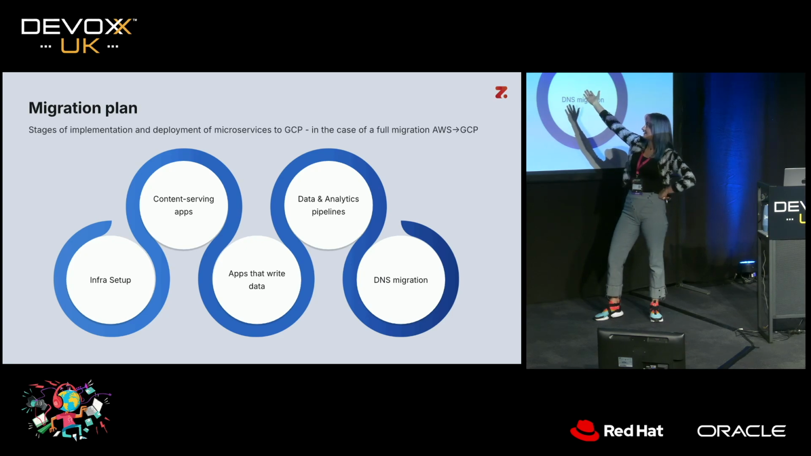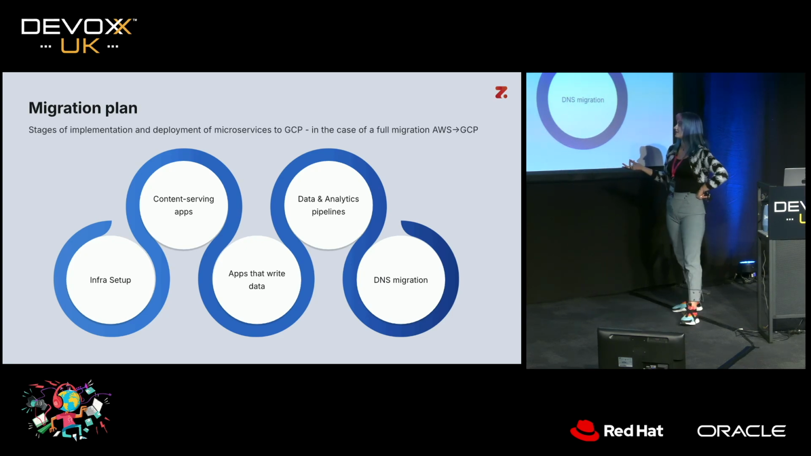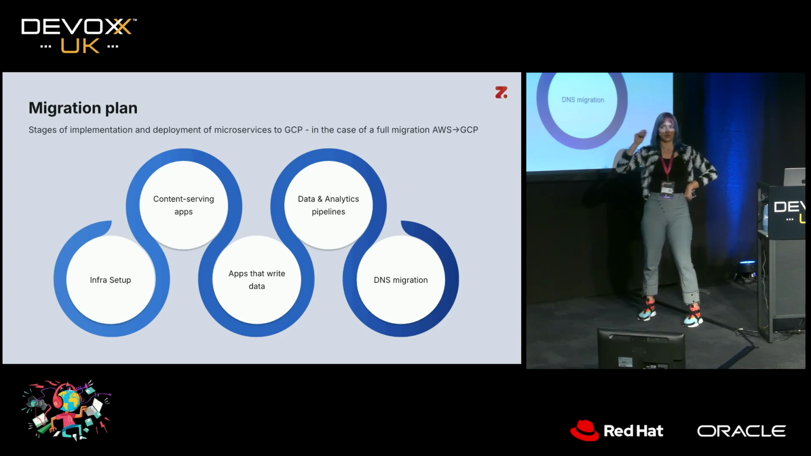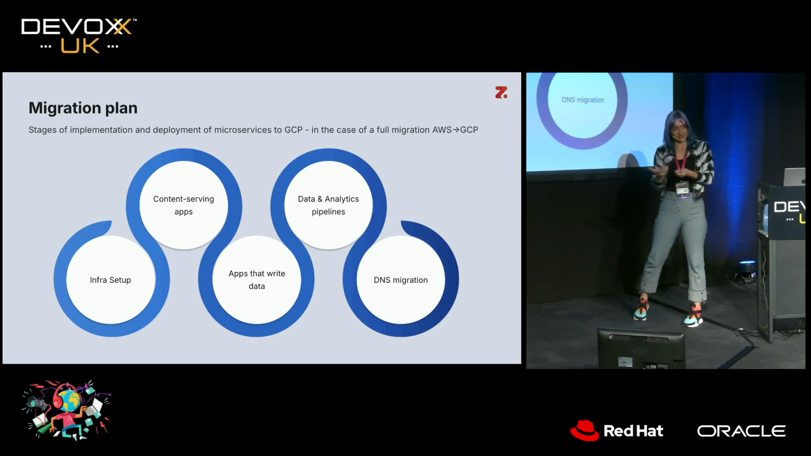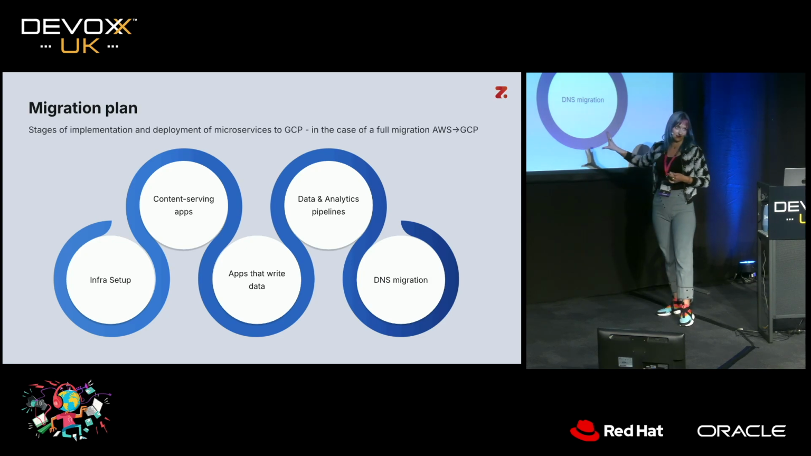And data analytics pipelines was a long and dwelling process because if you are dealing with analytics pipelines, you'll need to remember that maybe they are not idempotent. Maybe your pipelines don't know how to deal with duplicate data. And that obviously requires testing on some sort of subset of data. And then finally, DNS migration.